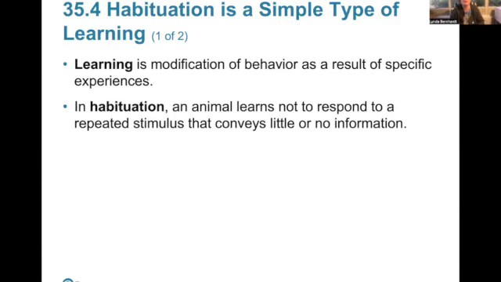Okay, learning. Learning is the modification of behavior as a result of specific experiences. No kidding. Habituation, this is just basically making it a habit. So this is where you learn to respond to a repeated stimulus that conveys little or no information. What I'm about to say is probably going to come across seeming rather cruel or rude, but it's like legit the best example.